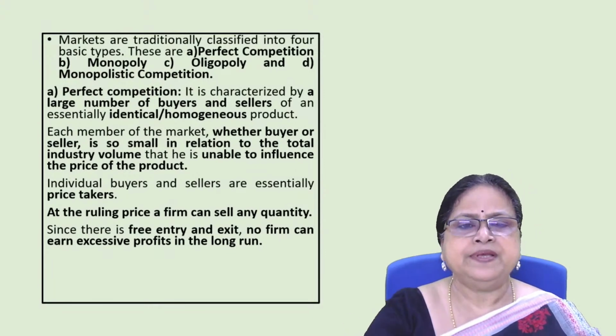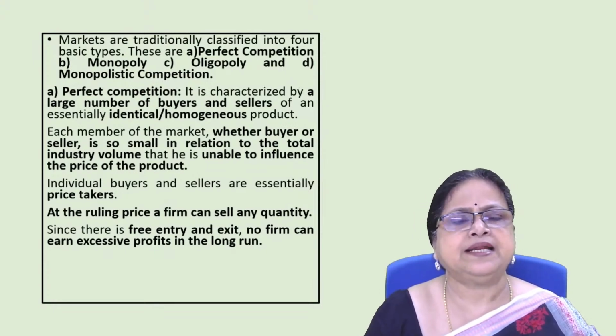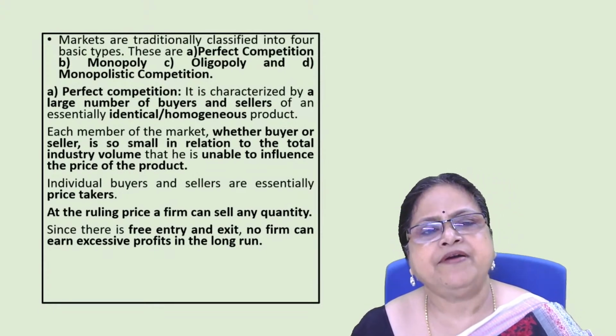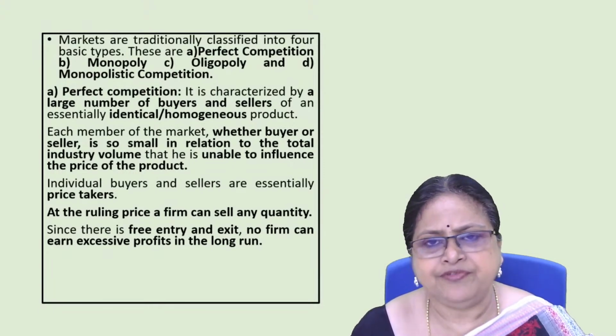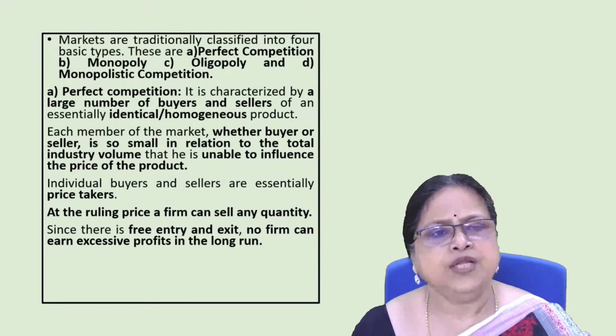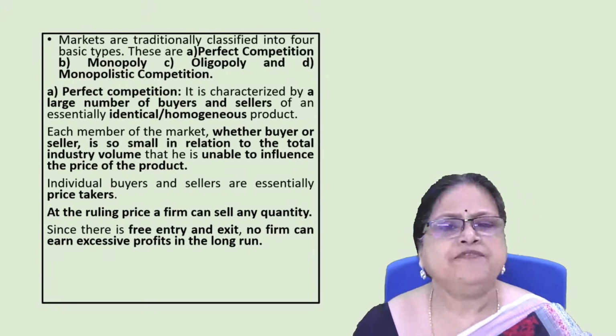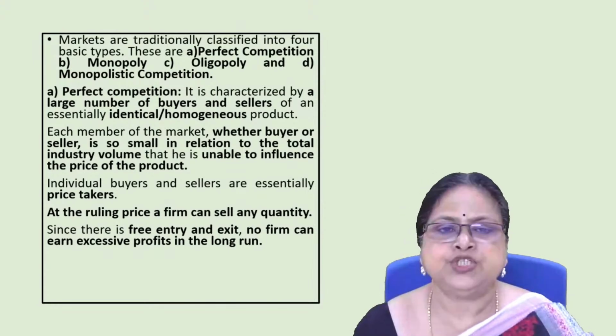Now again, on the basis of those factors, we can say markets are traditionally classified into four, that you all know because usually we find that, that is perfect competition, monopoly, oligopoly, and monopolistic competition. Perfect competition and monopoly are theoretically very true. They are two extreme situations.